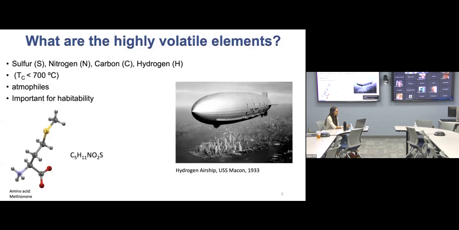These elements are important for habitability. Amino acids are important components of life as we know it, and I'm showing the chemical structure of the amino acid methionine, which is made up of four of these elements in addition to oxygen. Oxygen is another important element for habitability, and I will talk about that, but in the context of redox.